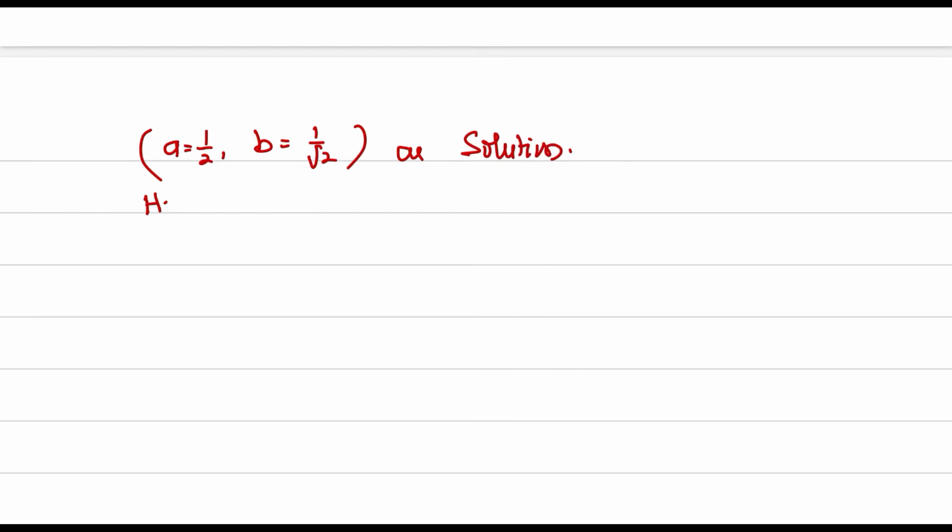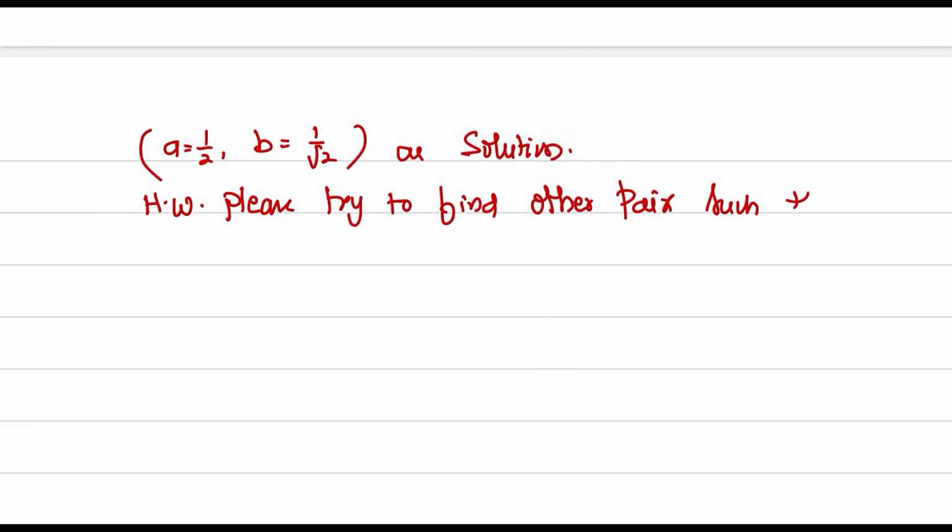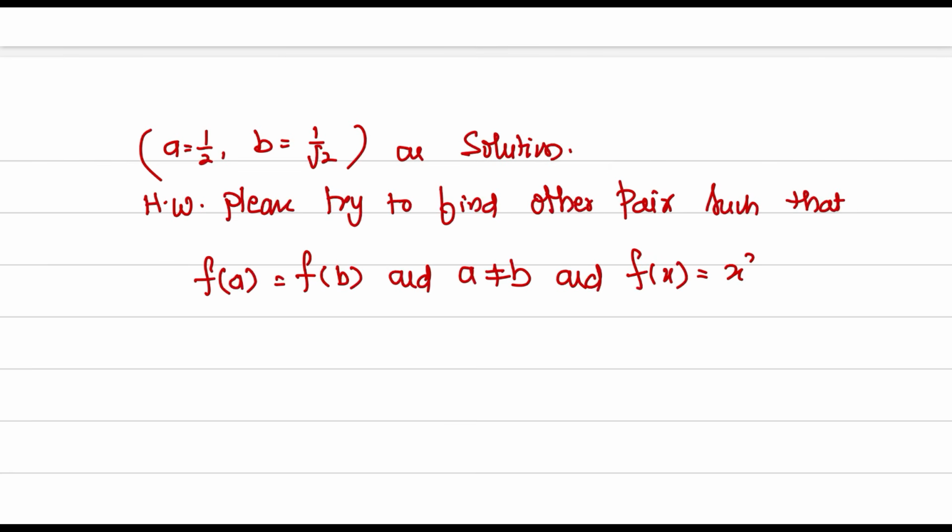As a homework, please try to find other pairs such that function f(a) is equal to function f(b) and a is not equal to b, and function f(x) is equal to x square ln x. I have simplified and I have put it in this function form so that you will be able to easily do it using calculus.